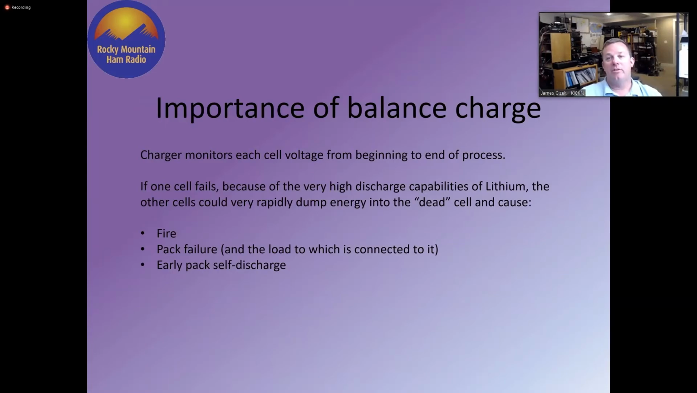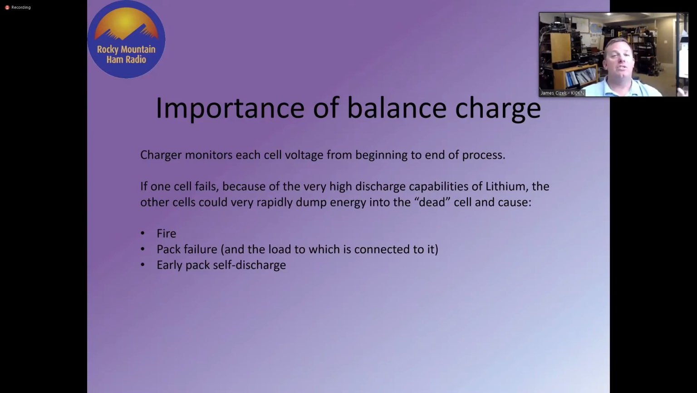Why is it important to balance charge? Well, if you think about it, if you've got 4 cells in series and no load connected, if one of those cells, for whatever reason, becomes heavily discharged or much more discharged than the other cells, when you plug a load into that, the remaining cells are going to dump energy into that dead cell very, very fast. Remember, lithiums are capable of very heavy discharge, but they're not good at heavy charge.